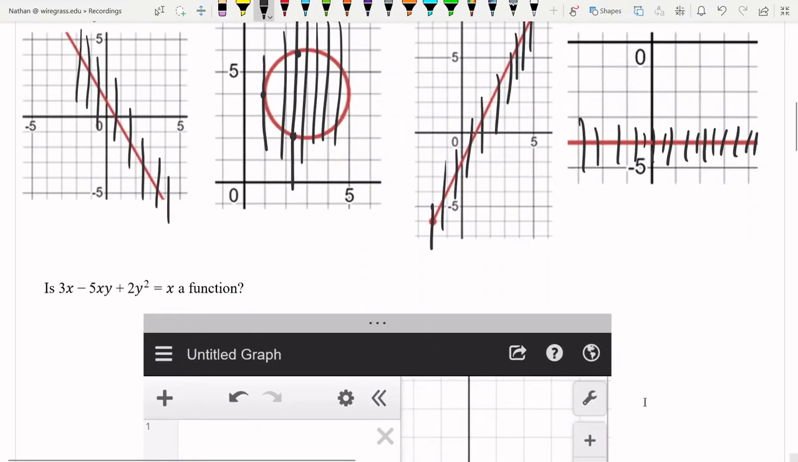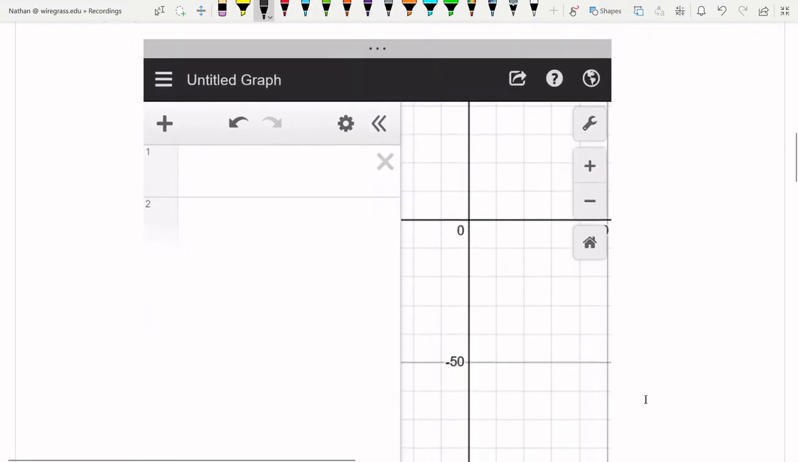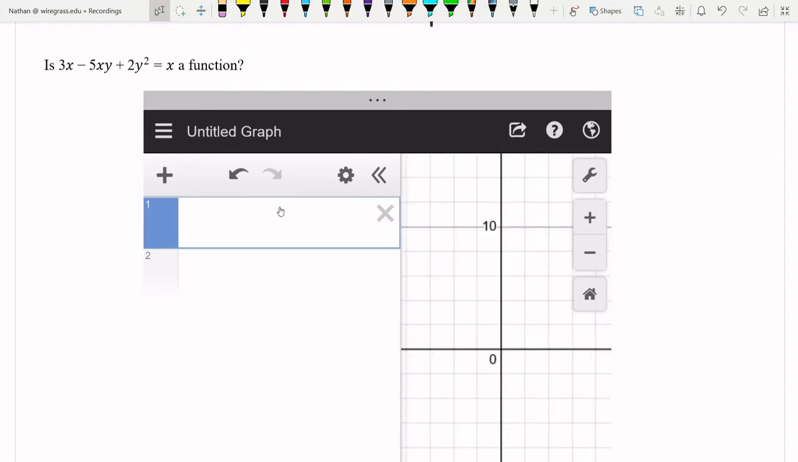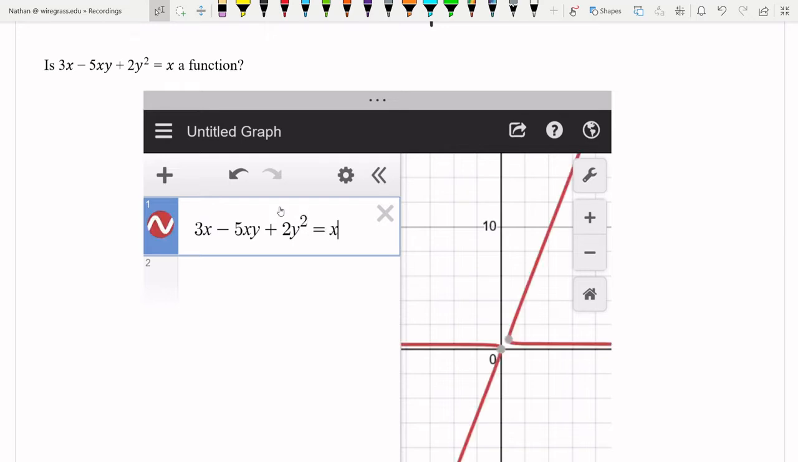Okay, now, if you have a function that's listed as an equation, you can always just graph it and look. So this one is 3x minus 5xy plus 2y squared equals x.